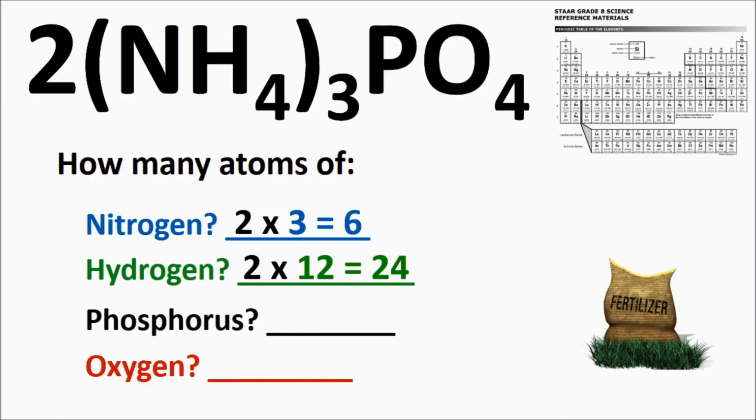For phosphorus, we had 1 atom in each molecule. 2 molecules would mean 2 atoms of phosphorus. And finally, oxygen, 2 times the 4 atoms of oxygen in each molecule would equal 8 total atoms.